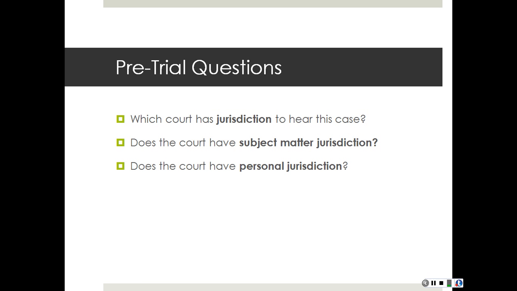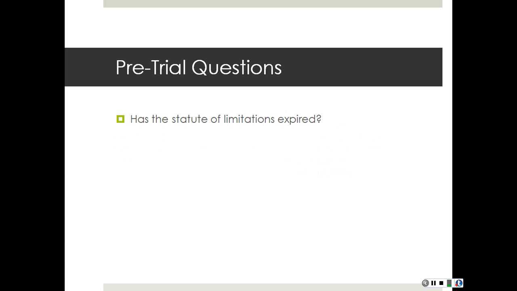Personal jurisdiction refers to the court's power to force a person to appear before it. For a state court to have personal jurisdiction over a defendant, the defendant must either be a resident of the state, consent to being sued in the state, or have some minimum contacts with the state.